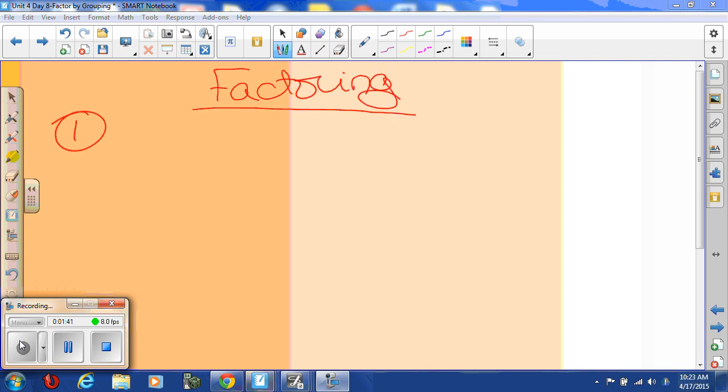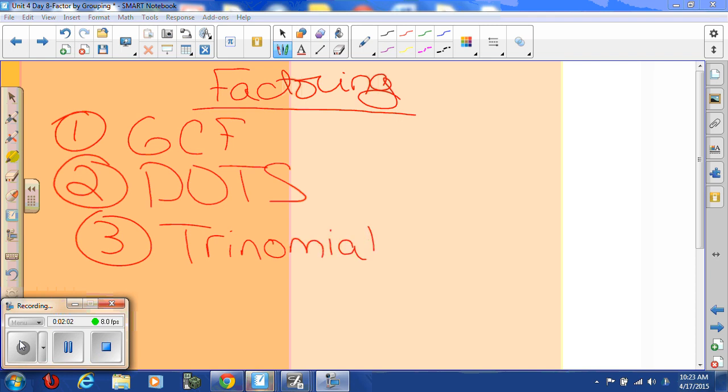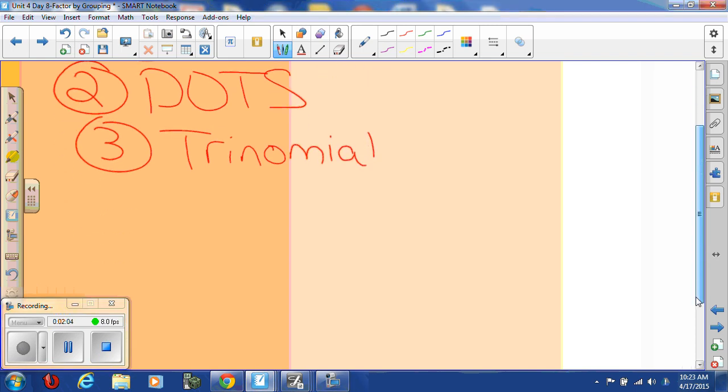Anytime you're told to factor, GCF first, always. Don't skip that step. What's the second step? Dots, which means you can only have how many terms? 2. What's the sign between the terms? Third step: trinomial. How many types of trinomials are there? 2. One is easy, and the other is hard.